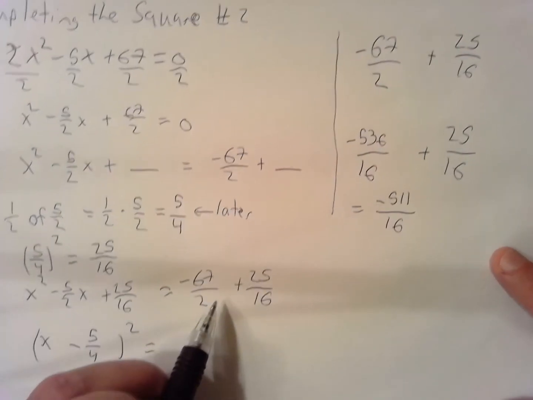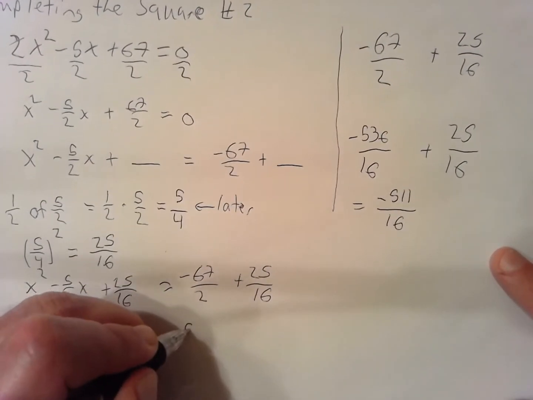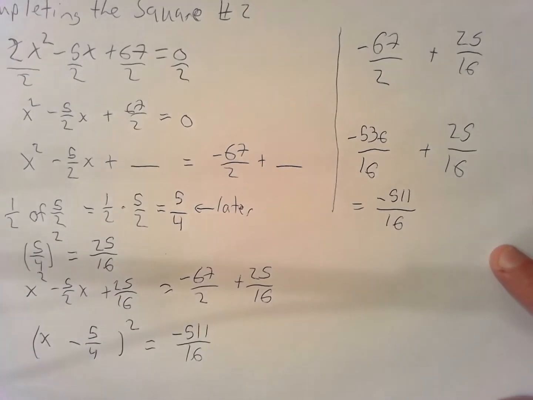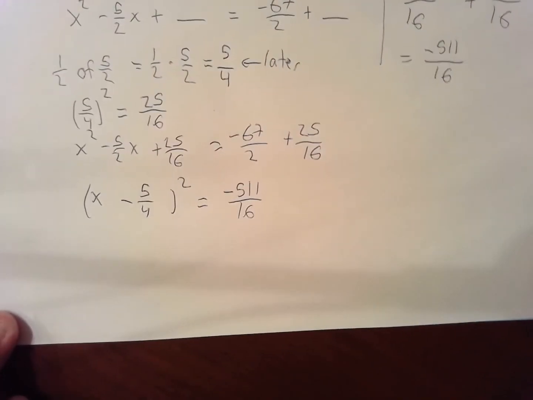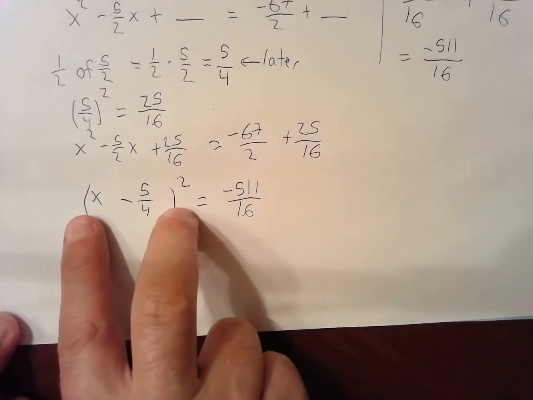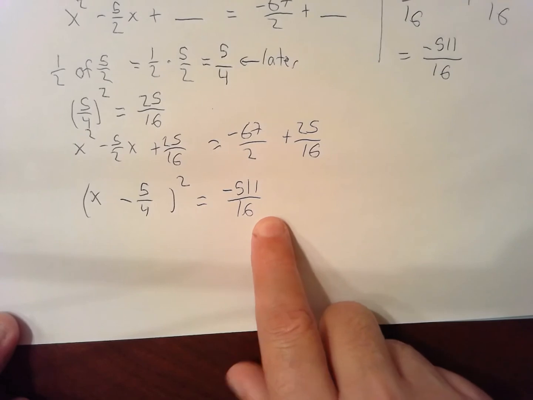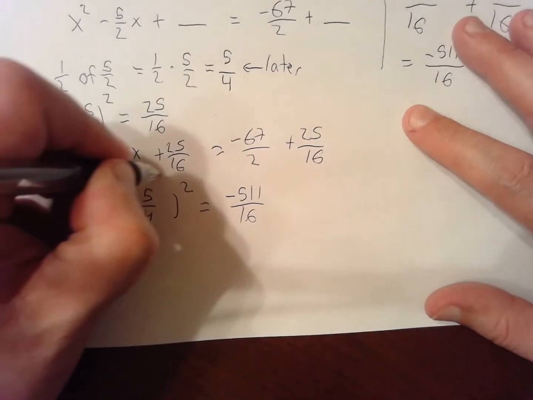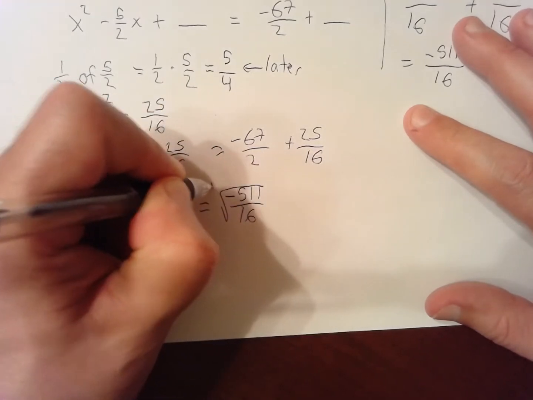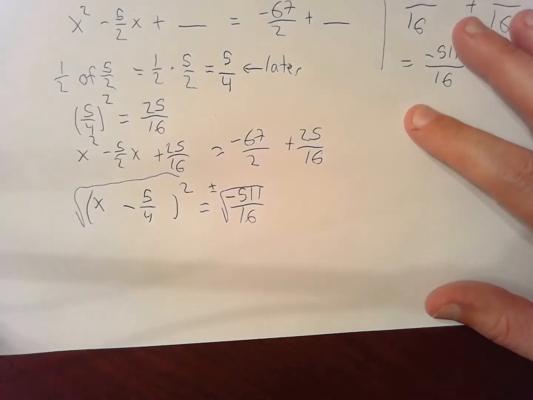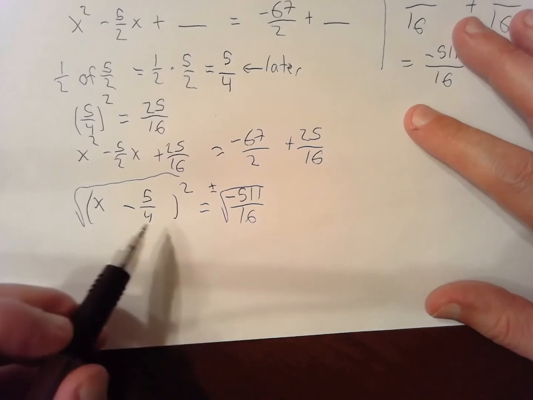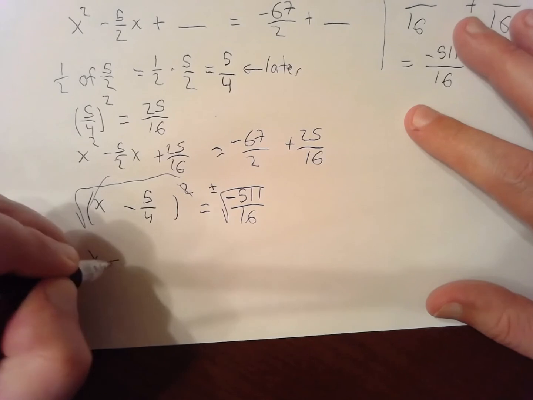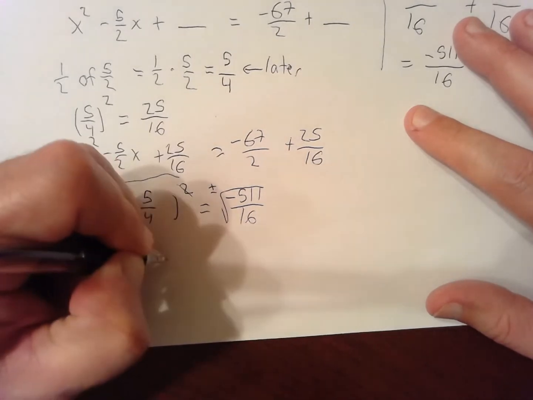So that's this side over here. Negative 511 over 16. We're actually almost done. Now, we've got junk squared equals a number. To solve that, we use the square root property. We take the square root of both sides. Don't forget the plus or minus on the right. On the left side, square root of junk squared, that square and square root cancel out. We just get x minus 5/4.